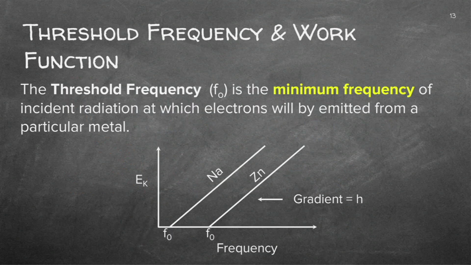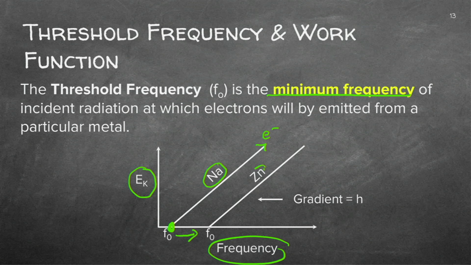So if we have a graph of kinetic energy and frequency, can you see here I've got sodium with its specific threshold frequency. If the frequency is higher than that threshold frequency, it will emit an electron. If the metal is zinc, it has to be higher than that threshold frequency to emit an electron.